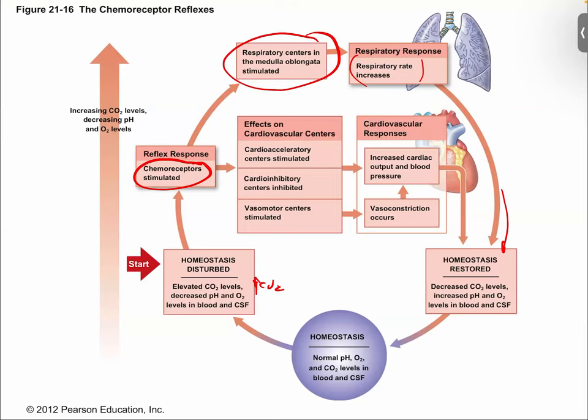On the cardiovascular center side of things, it's going to be affecting your cardioacceleratory center. Why? Because you want to increase your cardiac output so that you can push out more CO2. That's why you're doing it. Deliver more of that CO2-rich blood to the lungs so that you can breathe it out. You're also going to inhibit your inhibitory center, so you turn that one off because that's not favorable. And then your vasomotor centers are going to be stimulated, which means you're going to vasoconstrict, which is going to cause an increase in cardiac output. Remember, that's that cardiodynamics flowchart that we all love, and that's going to increase your CO2 delivery.